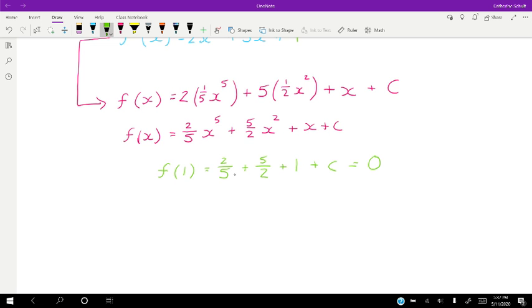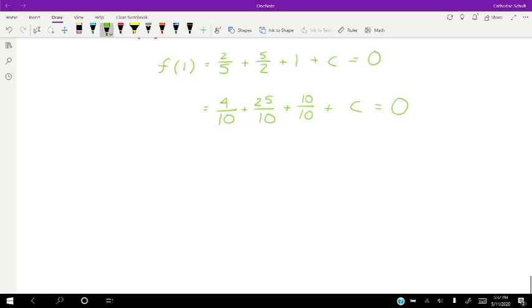So I'm just going to give everything the common denominator. That common denominator is 10. All right, so 2/5 multiply top and bottom by 2. 5/2 multiply top and bottom by 5. And then 1 multiply top and bottom by 10, okay? So 4 plus 25 is 29, plus 10 is 39/10, plus c equals 0. So c has to be negative 39/10.